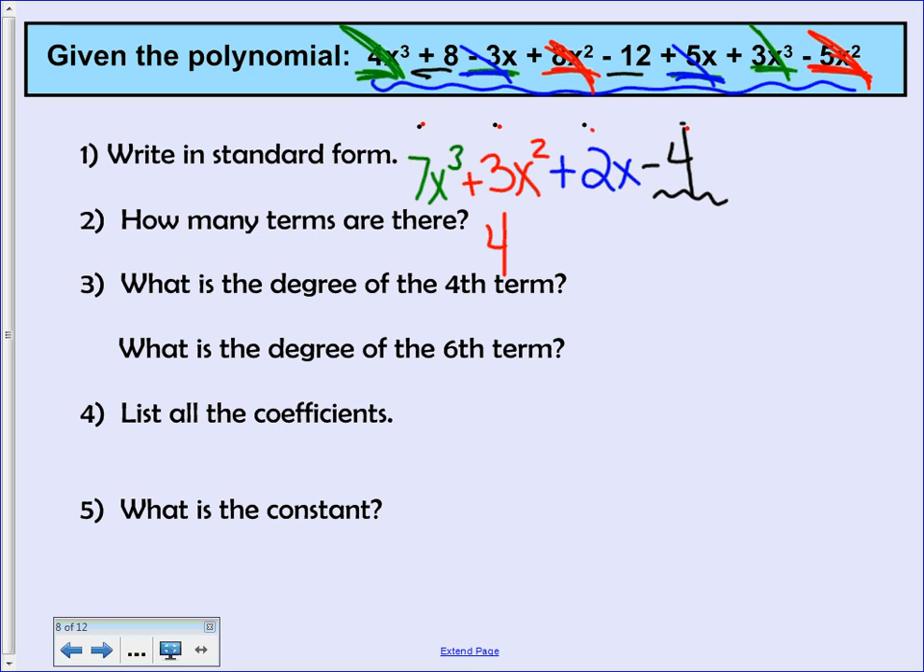So here's something interesting to learn about the constant. The constant actually has a degree of 0. Okay, the constant has a degree of 0. And we're going to go ahead and cross this question out because there is no sixth term. So that really is just a silly question.